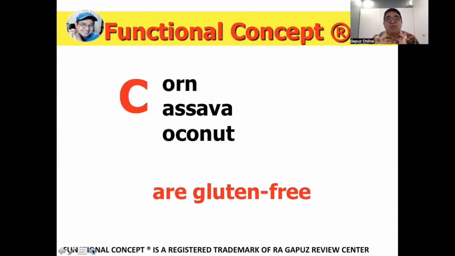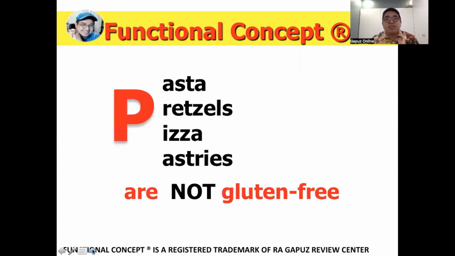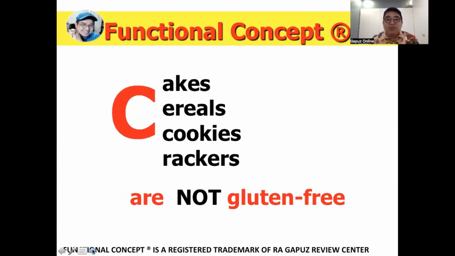Now, corn, cassava, and coconut are considered gluten-free for as long as they are raw. Okay, pasta, pretzels, pizza, pastries are not gluten-free. So anything that is baked, that's commercially prepared, these are usually not considered gluten-free. Cakes, cereals, cookies, and crackers are not gluten-free, especially your canned cereals. These are commercially prepared, and some additives are actually mixed in with these products.